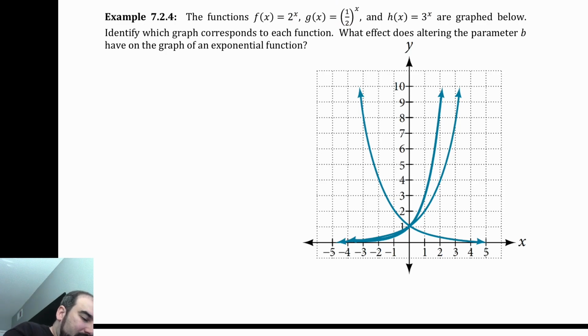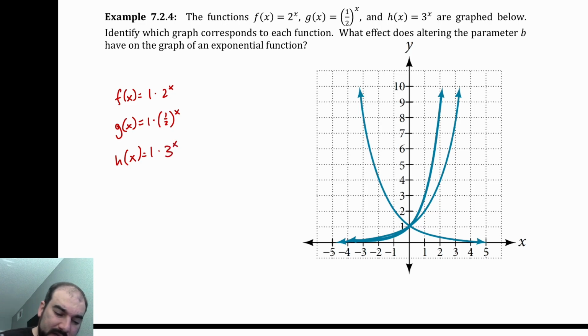So if I have f of x equals 1 times 2 to the x, g of x equals 1 times 1/2 to the x, and h of x is 1 times 3 to the x. The only thing changing here in these functions is the b value. So those are the b values. And b is going to determine a couple of things. It's going to determine whether we have a growth or decay function. So we should identify these as growth or decay.